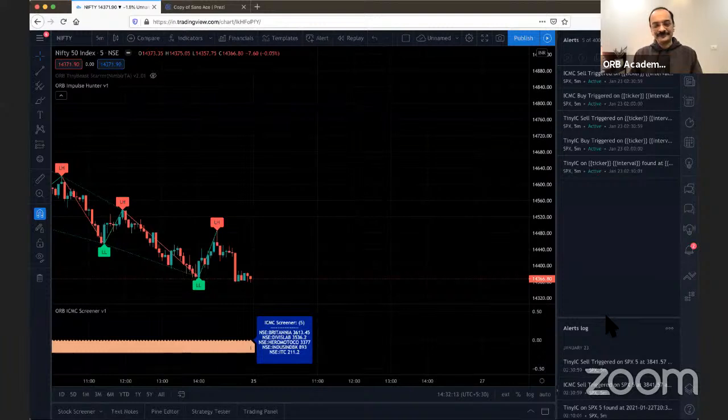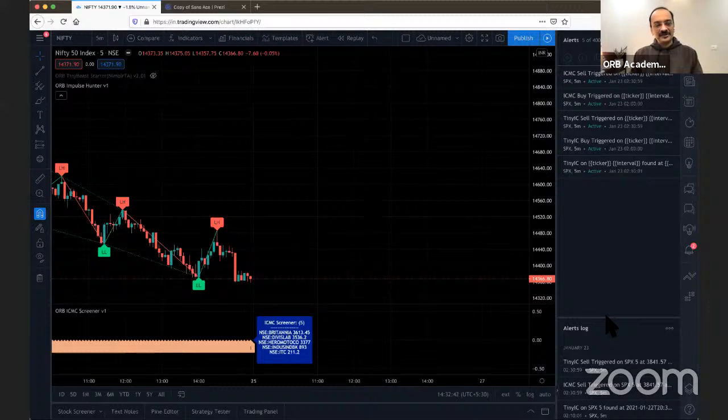Yes, sir. Nothing, sir. The three indicators, Tiny indicator and ICMC, and then the Impulse, can they get combined or separately, sir? The Tiny IC and ICMC is one together. And ICMC Screener is second, and Impulse Hunter is third. So they are basically three indicators. Can I get it combined, or do we have to get it separately?